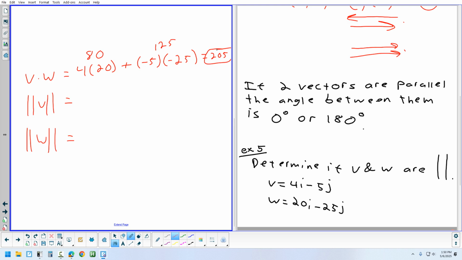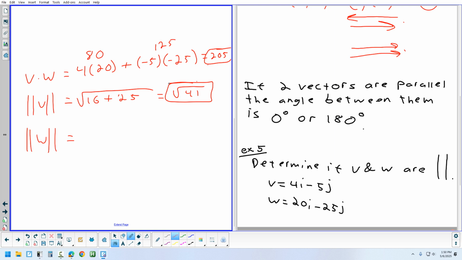So there is one thing I can say right now. Are these vectors perpendicular? No. The dot product is non-zero. Are they parallel? I don't know yet. We have to figure that out. What's going to be the formula for the length of V? 4 squared plus negative 5 squared, which is 25. Add those up. We get the square root of 41.